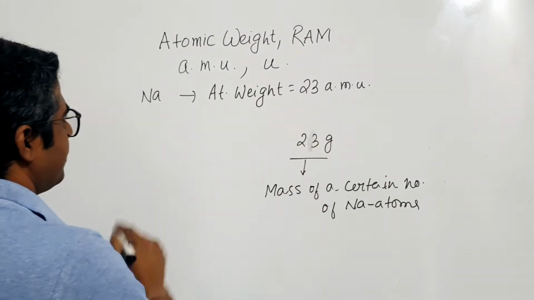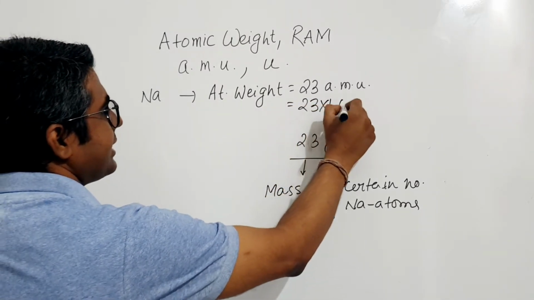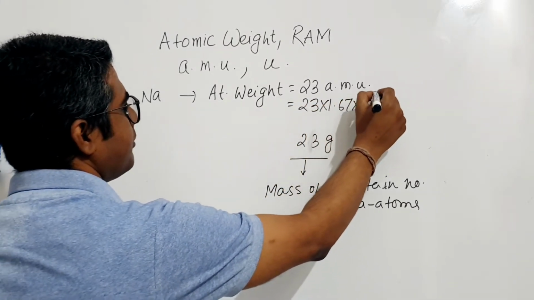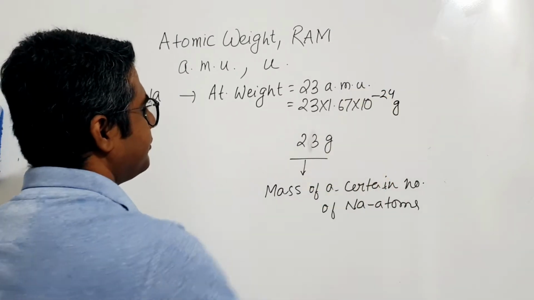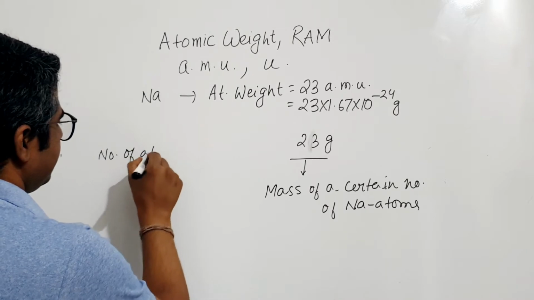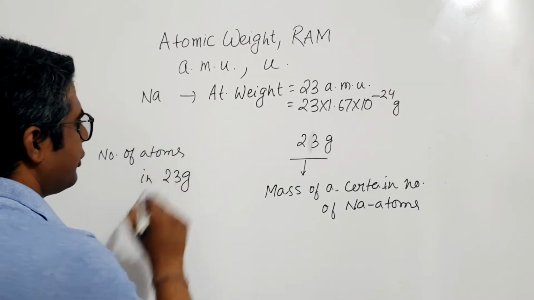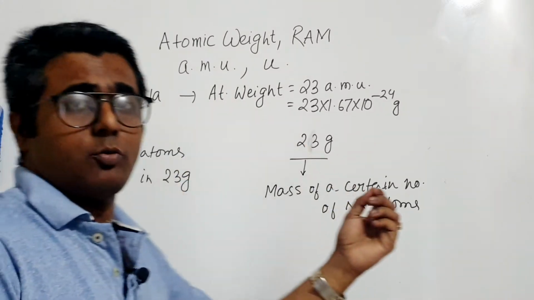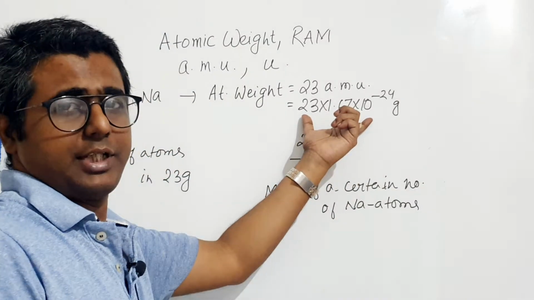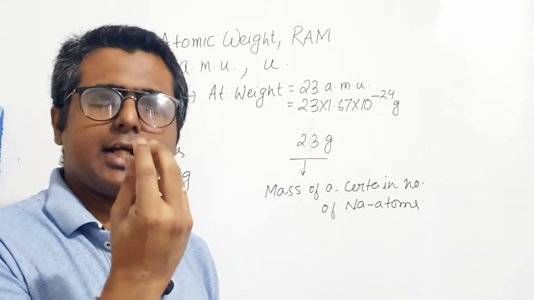So, see, the number of atoms in 23 gram. How do I find it out? One atom is 23 into 1.67 into 10 to the power minus 24 gram. Clear? So, the number of atoms in 23 gram, what will it be? See, each atom weighs this much. Let us take this value as 1 gram. So, each atom weighs 1 gram.